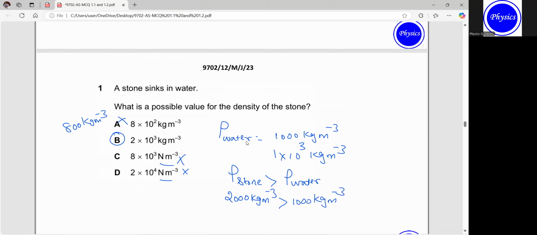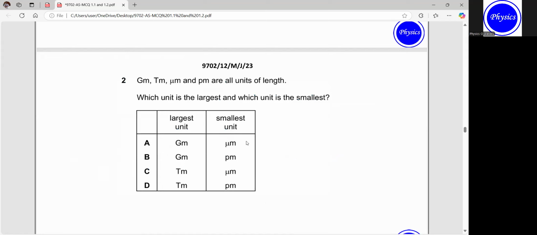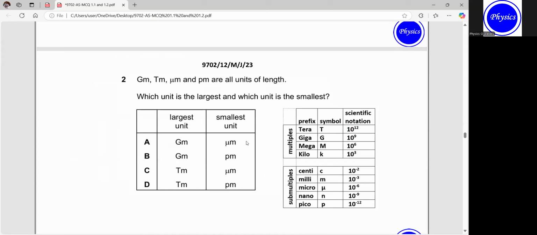Okay. The next one, gigameter, terameter, micrometer, and picometer are all units of length. Which unit is the largest and which unit is the smallest? So you have to recall this table. It starts from tera, which is the biggest one we have in A level, and the smallest one is pico. So option D.